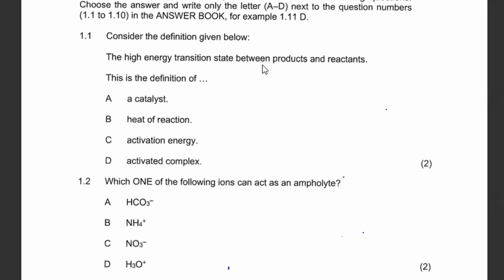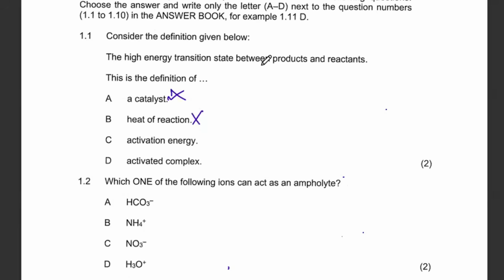So if we look at option A, they are saying a catalyst. A catalyst, we know, is a substance that speeds up the rate of reaction without being used up, right? So according to this, option A is out. Then heat of reaction, we know, is the difference between the energy of the reactants and the energy of the products. So this one is not the one again. So A is out and B is out.